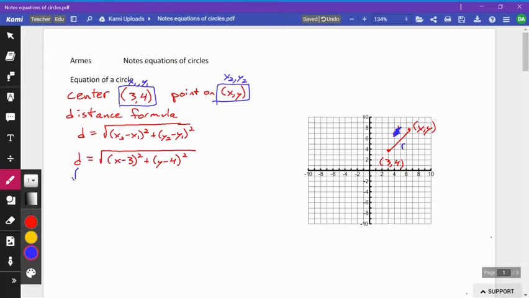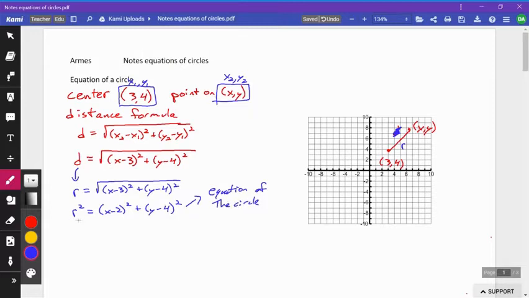Now this distance right here can also be referred to as the radius. So if I replace d with r, and I get this, what I can do to get rid of the square root is square both sides. So I get this, r squared equals x minus 3 squared plus y minus 4 squared. And what this is, is the equation of the circle.